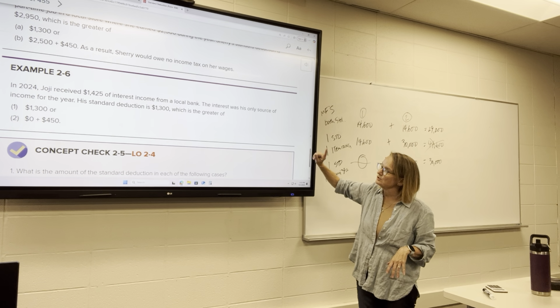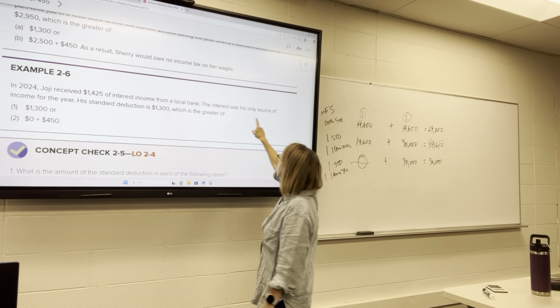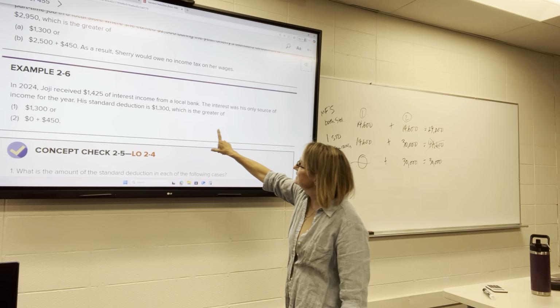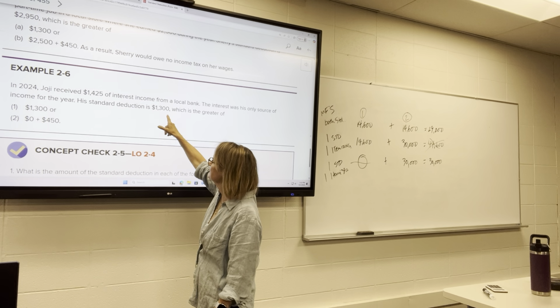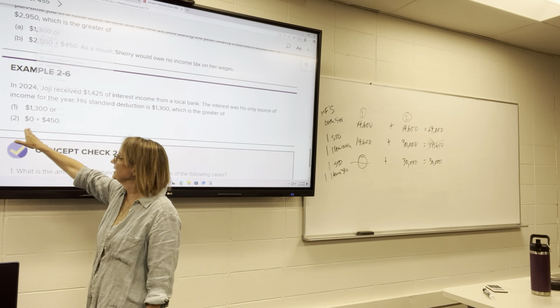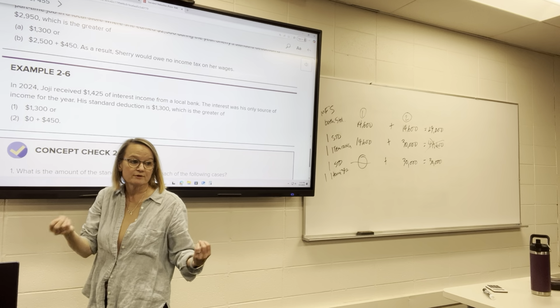In 2024, Joji received $1,425 of interest income. The interest was his only source of income. So his standard deduction is gonna be $1,300, which is the greater of $1,300, or earned income, which they said was 0, plus $450. So whichever one is greater of those two.